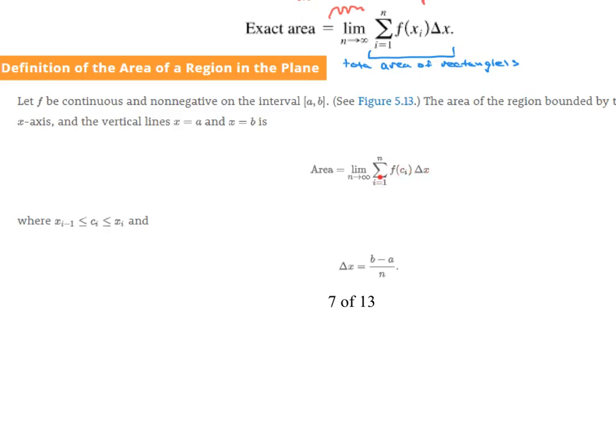And then you sum up the areas of all n rectangles, and then we're taking the limit as n goes to infinity. Again, all they're saying is delta x here is the right endpoint minus the left endpoint all over the number of rectangles that you choose, okay? So this right here is how we're going to find the exact area. We're going to use the limit as n goes to infinity of that summation, the heights times the widths.